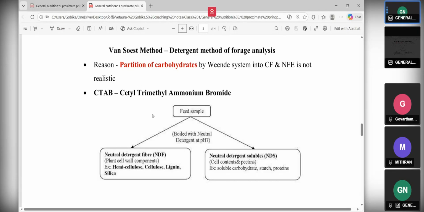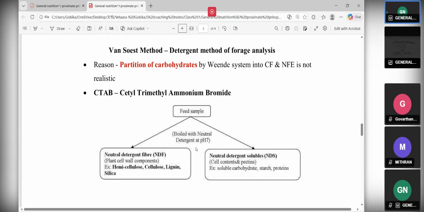Then, followed by one reagent, they will also ask about CTAB. It is used in the Van Soest method of analysis. CTAB means cetyl trimethyl ammonium bromide. You should remember this abbreviation, because sometimes they ask it in multiple choice questions by giving different abbreviation forms. So you should know that cetyl trimethyl ammonium bromide is named the CTAB reagent.